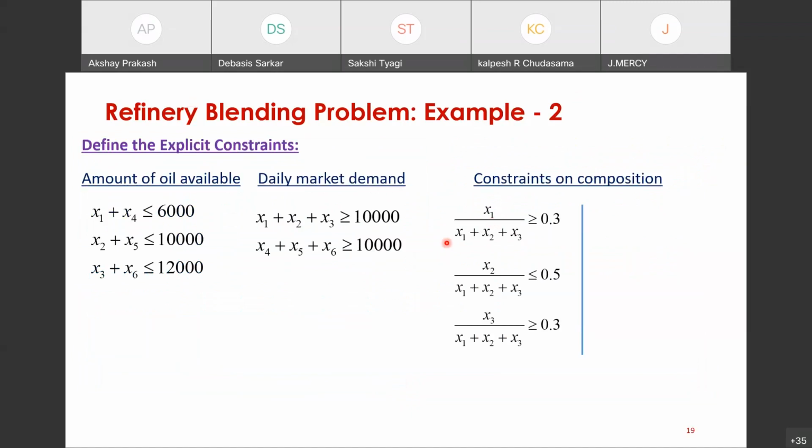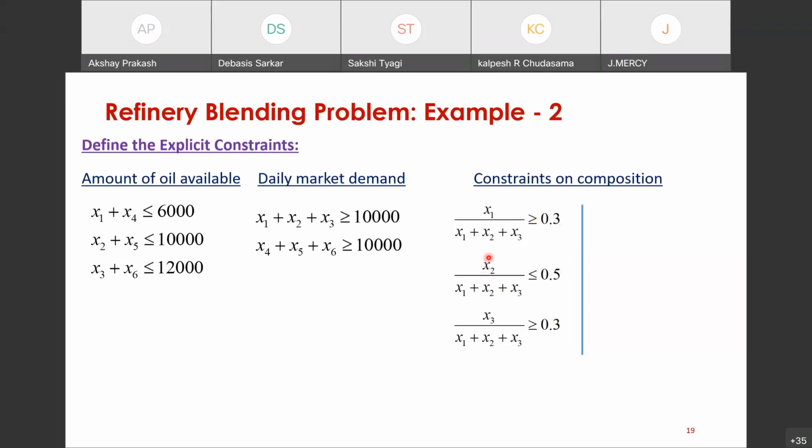So the total is X1 plus X2 plus X3. X1 amount of crude oil A is being used for regular petrol, so that cannot be less than 30%. That is, at least 30%. So X1 by X1 plus X2 plus X3 should be greater than or equal to 30%, that means 0.3.